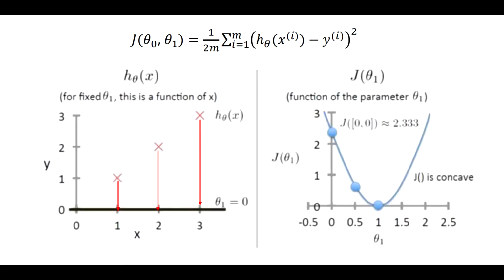Let's change the value of theta 1 again, to equal 0. The graph will become like this. Then after we insert the value into the equation, we get the value of 2.333.